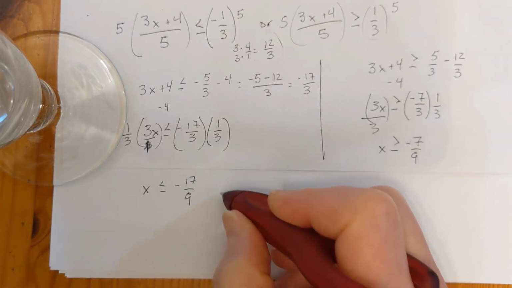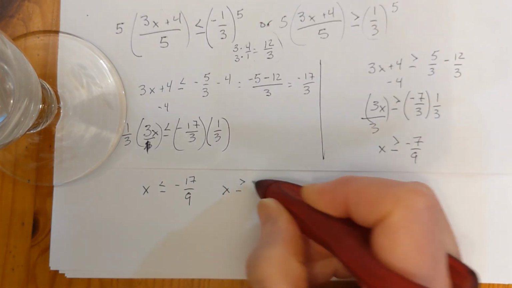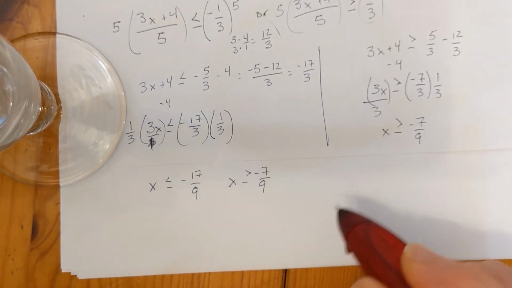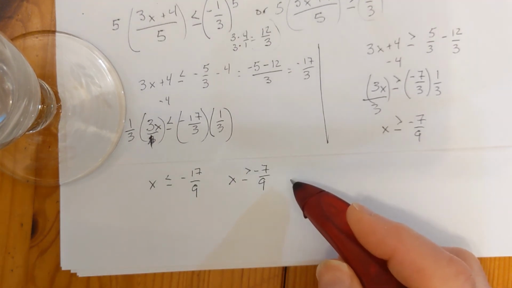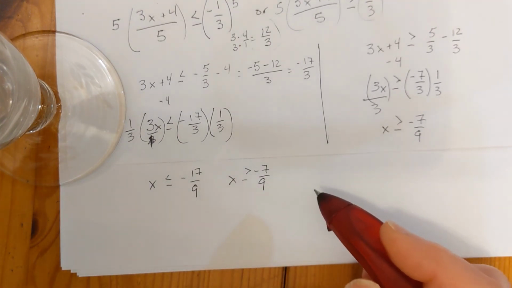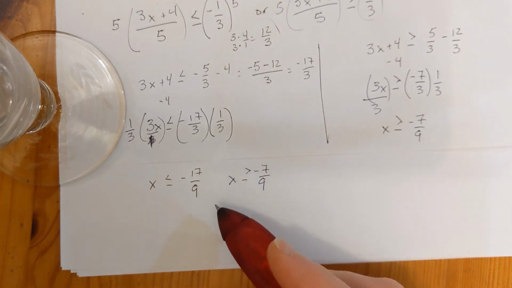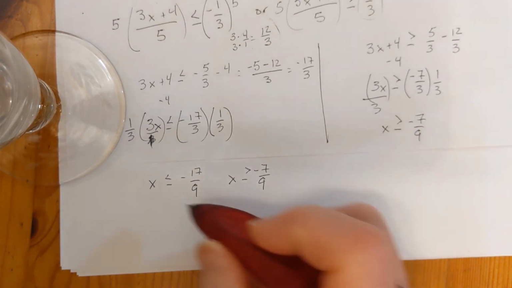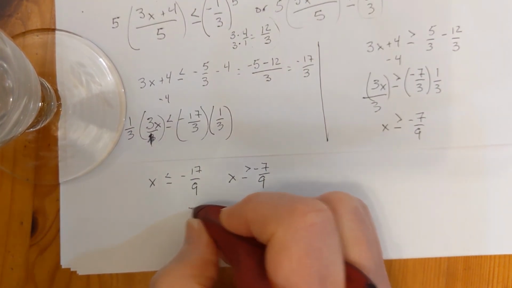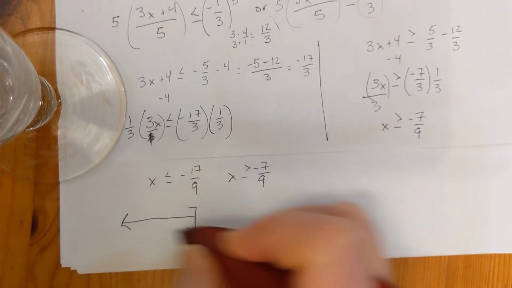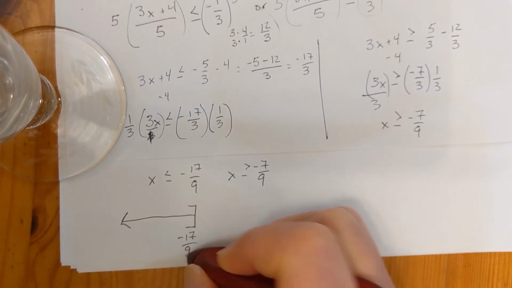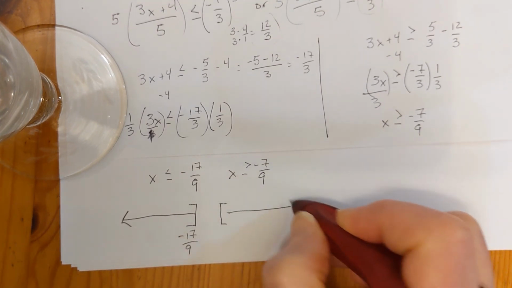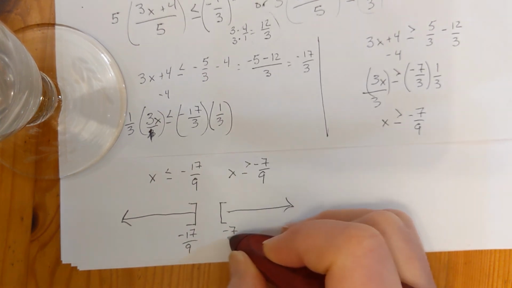So now I have these two ranges, intervals, that make our original statement true. To write this as interval notation, I have to know which one's smaller. Negative 17/9 is smaller than negative 7/9. It's further to the left. So it's going to be like this if I graphed it. And this would be this way, negative 7/9.